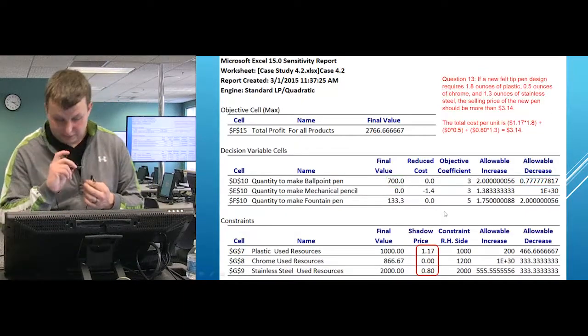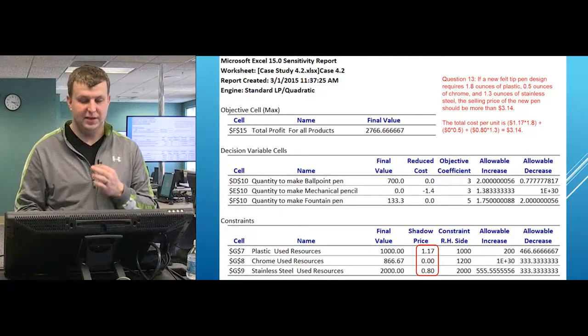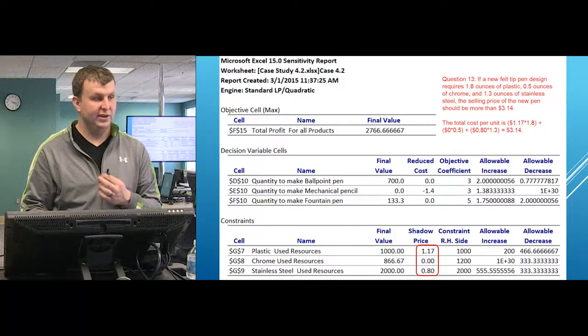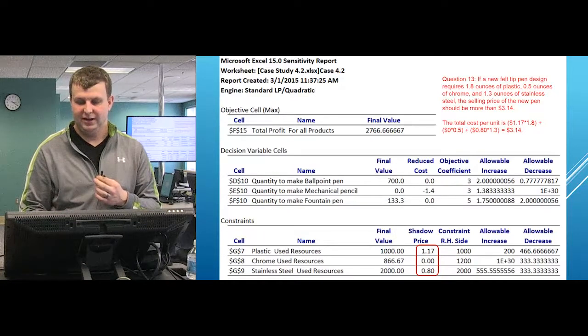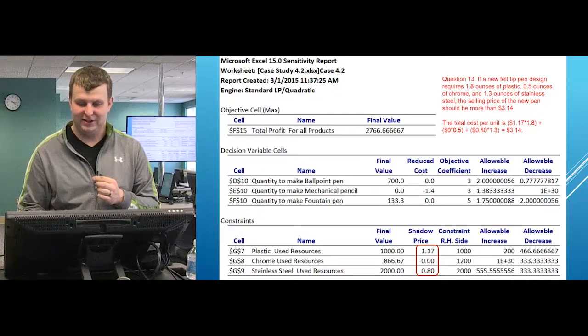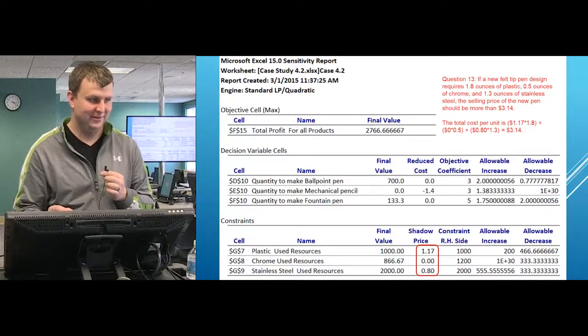And then question 13 was, if we have a felt tip pen that has these characteristics up here, what do we need to sell it for? And in our analysis here, hopefully we did the math right, we need to sell it for as much as pi, so 3.14.